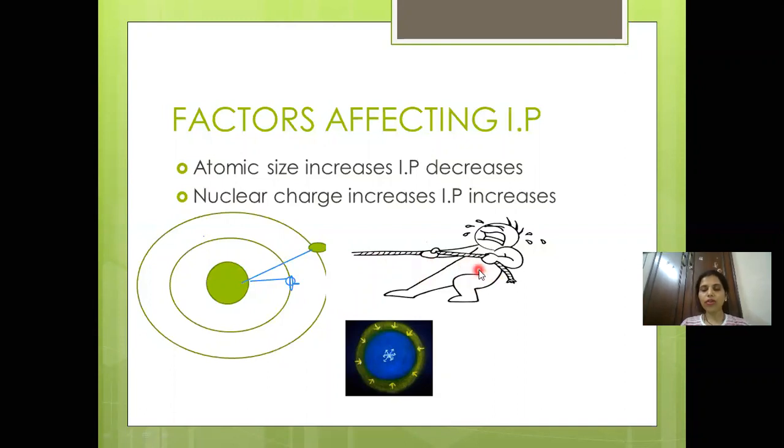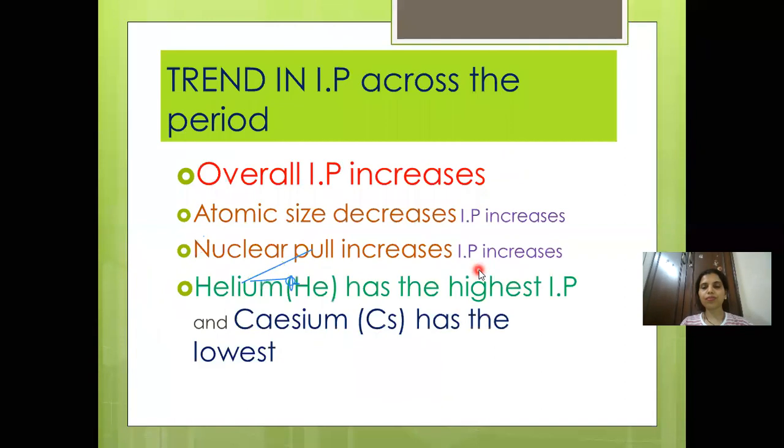Okay. So now we go to the next slide. So here you can see trend in IP across the period. Now what happens when you're going across the period from left to right? So overall, just a minute. Overall IP which is there.